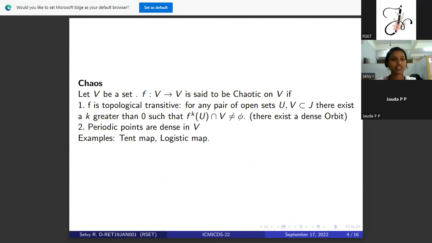So next definition is chaos. Let capital V be a set and f is a function defined on capital V. f is said to be a chaotic function if it satisfies two conditions. The first condition is f is topologically transitive. That means for any pair of open sets U and V, there exists a k greater than or equal to 0 such that f^k of U intersection V is not equal to the empty set. That means there exists a dense orbit. Second condition is periodic points are dense in capital V. For example, tent map and logistic map.